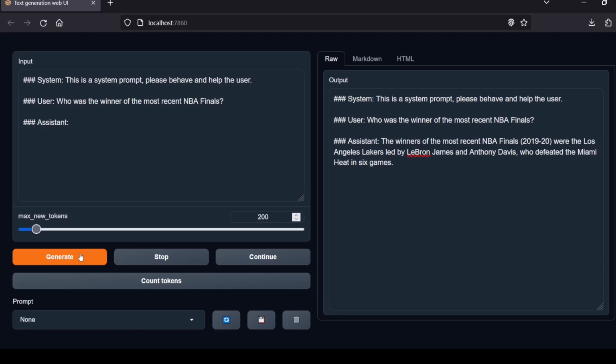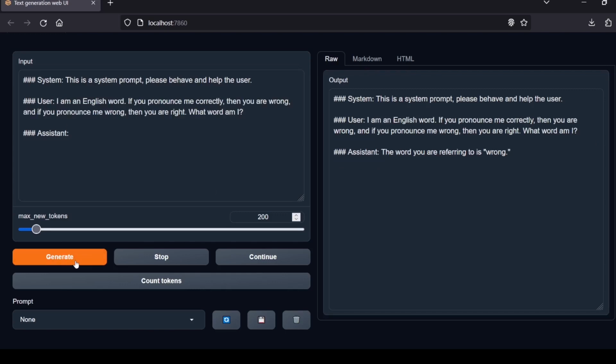The model named the Los Angeles Lakers, led by LeBron James and Anthony Davis, as the most recent NBA champs from the 2019 to 2020 season. Sports knowledge remains solid, even though the information is only up to 2020, so the local lab rating is partial. Next question. I am an English word. If you pronounce me correctly, then you are wrong, and if you pronounce me wrong, then you are right.